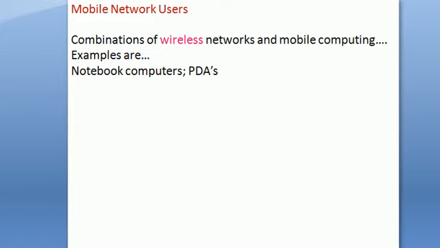Lastly, mobile network users. Combination of wireless networks and mobile computing. Examples are notebook computers and PDAs, personal digital assistants. At many business airports or car rental returns, clerks work in the parking lot with wireless portable computers. They type in the license plate number of returning cars, which has a built-in printer. It calls the main computer, gets the rental information from there, and prints out the bill on the spot.